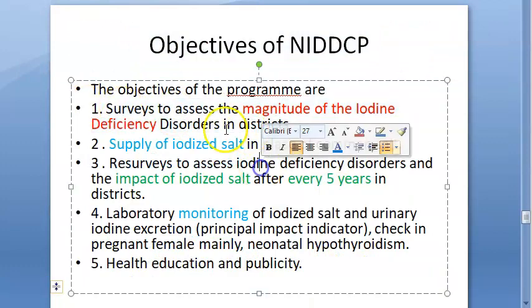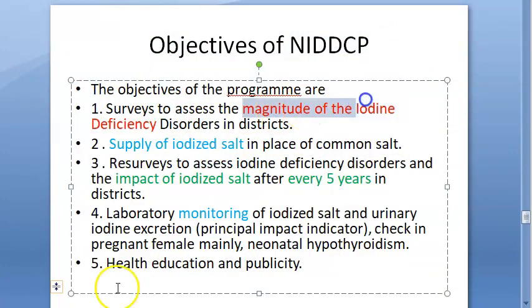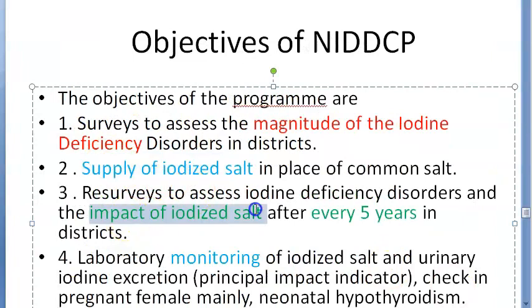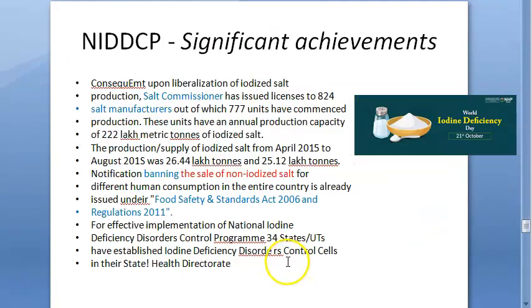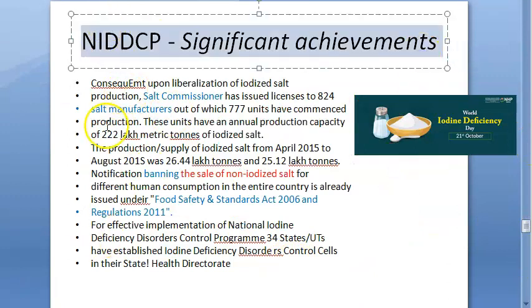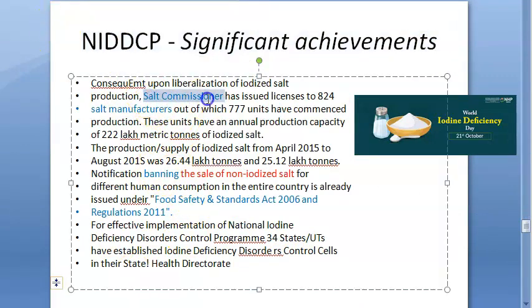Okay, surveys. You will survey to assess the magnitude of iodine deficiency. Then you will supply the iodized salt. You will check the impact of iodized salt every 5 years, and you will monitor urinary iodine excretion, etc. Then health education and publicity, guys. Then let's move on. What are the significant achievements? There was a salt commissioner. He issued licenses to salt manufacturers to make iodized salt. They have made annually some 200 lakh metric tons of iodized salt.